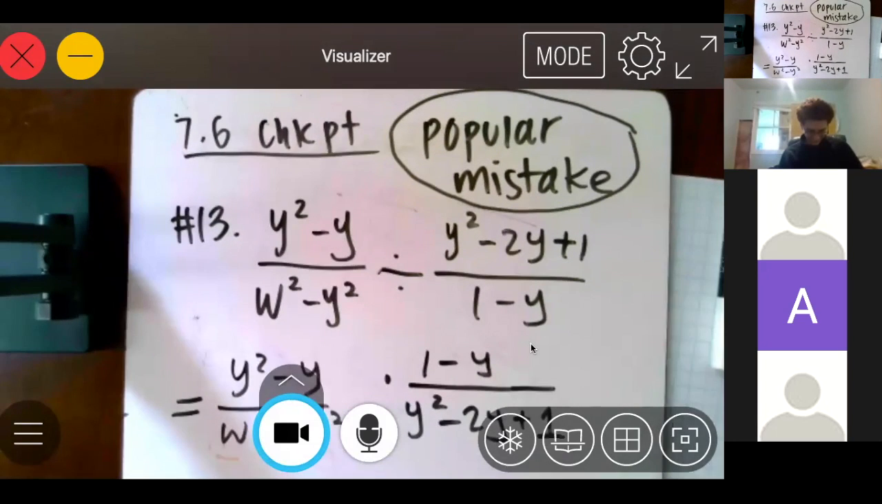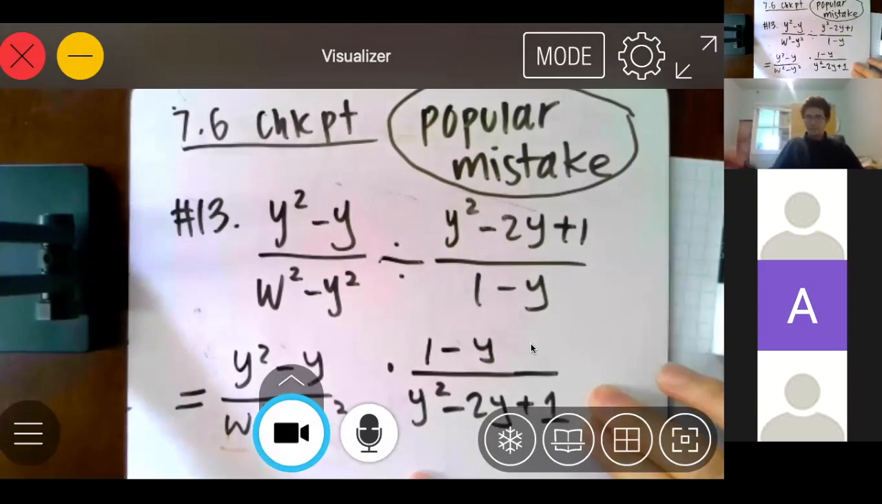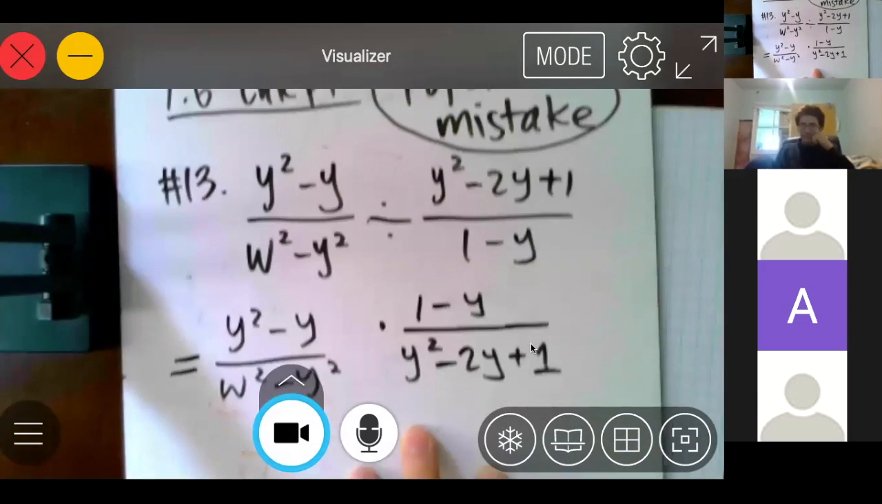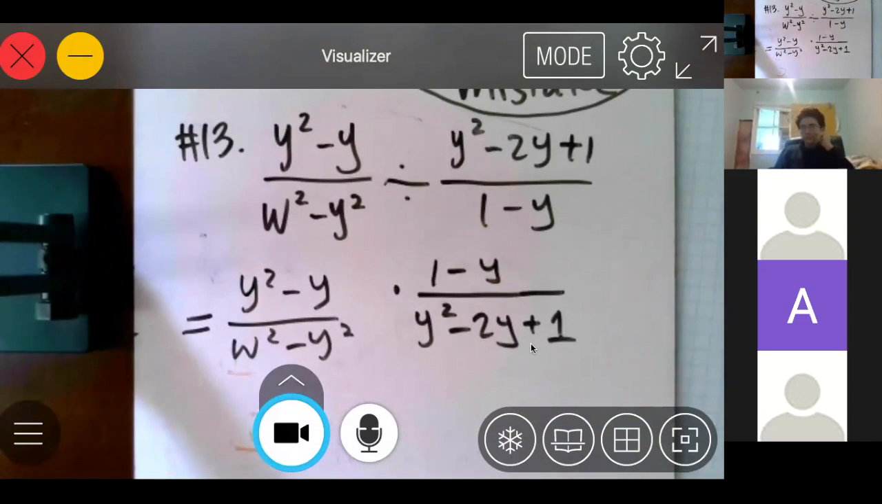Here is a popular mistake from the 7.6 checkpoint, number 13. A lot of people were working on this problem and they kind of magically got the answer without having the correct work. It's really important because some of you made a very important conceptual mistake.